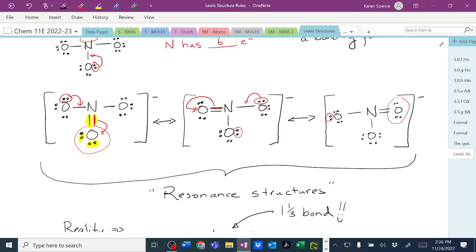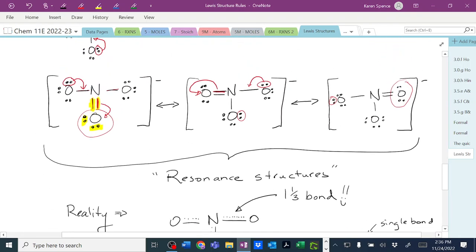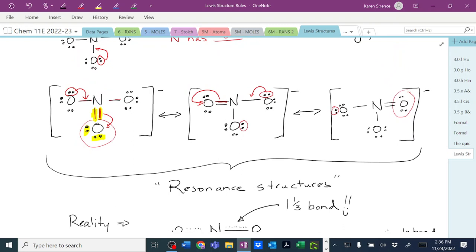So you may be asked to draw resonance structures, in which case draw however many different places you can put the bonds. If you're not asked to draw resonance structures, if they just say draw a correct Lewis structure, you could just draw one of them. But I think it's pretty likely that if there are resonance structures, you would be expected to draw them.